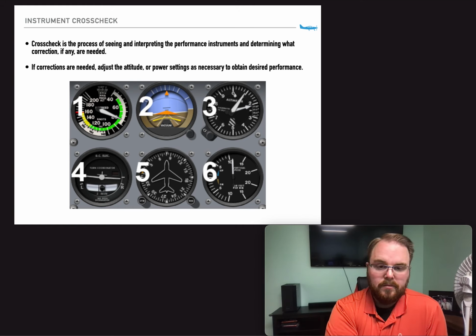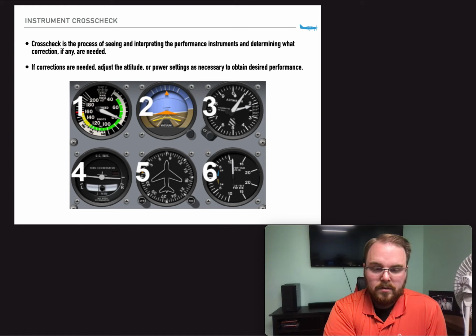So if the desired performance for us is flying straight and level at 100 knots, we need to adjust the power and adjust our pitch setting to make sure that we're flying straight and level and that we're flying at 100 knots. If we want to fly straight and level at, let's say, 80 knots, we would adjust our pitch setting and our power setting, and then we would just trim the aircraft as necessary for 80 knots level flight. So that's what we're saying when we do instrument cross-check and things like that, is we're trying to see what corrections are needed for which phase of flight.